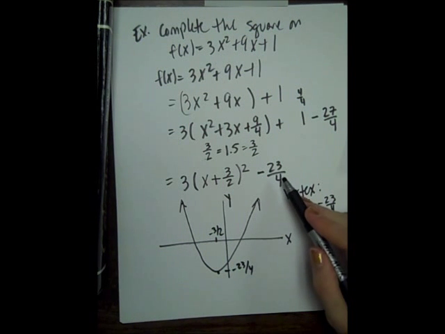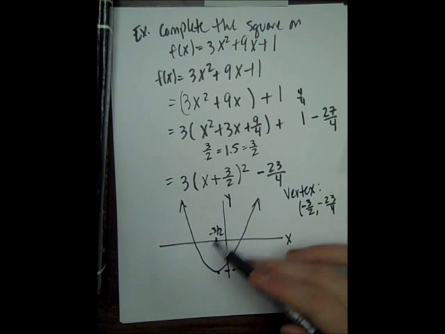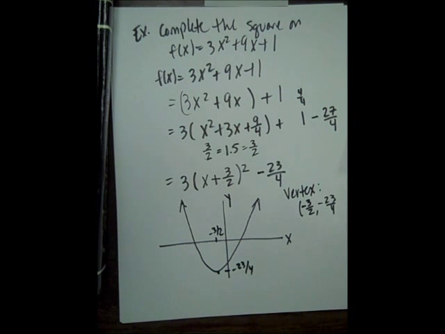I also could set this equal to 0, move the 23/4 to the other side, and then divide by 3, etc. But that's how you're going to complete the square. So just go through those steps and you'll see how to complete the square.